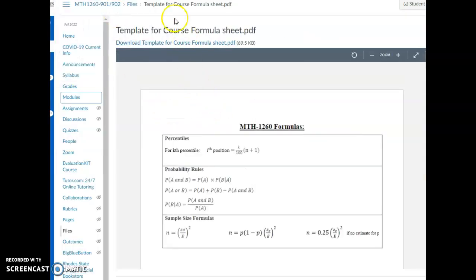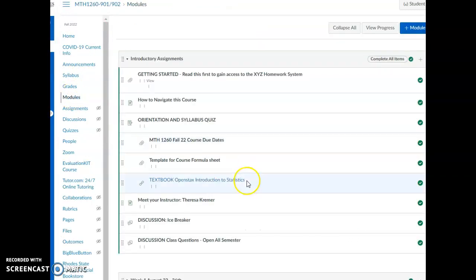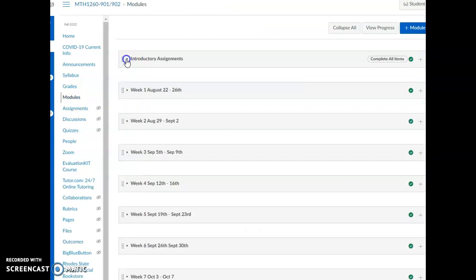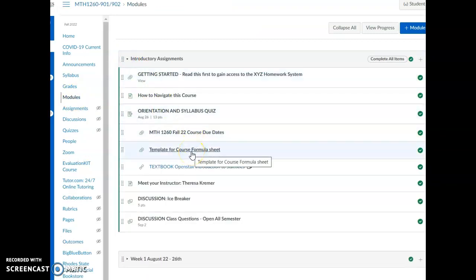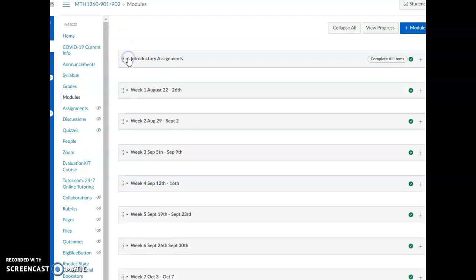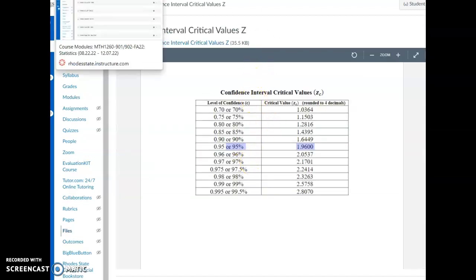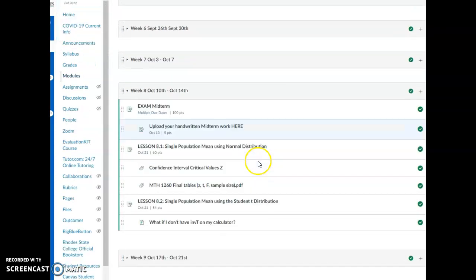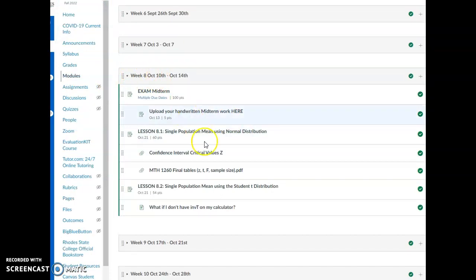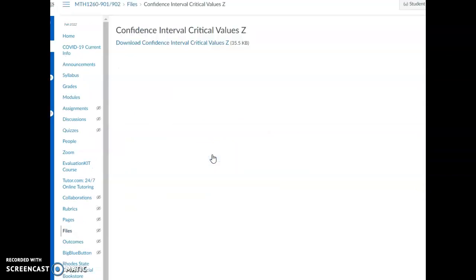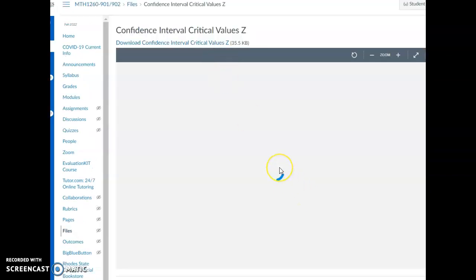Again, this course formula sheet, if you go to modules, is right under this introductory assignments tab. There's the course formula sheet, and then this table for the critical values, which I would just print off. To get the Z scores, that's in week 8, and it's this one right here, confidence interval critical values Z. If you click that, it would open up the table.